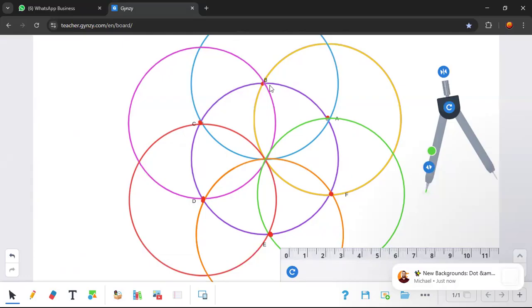The first circle is in the middle, which is this one. So what is the figure that you are getting?